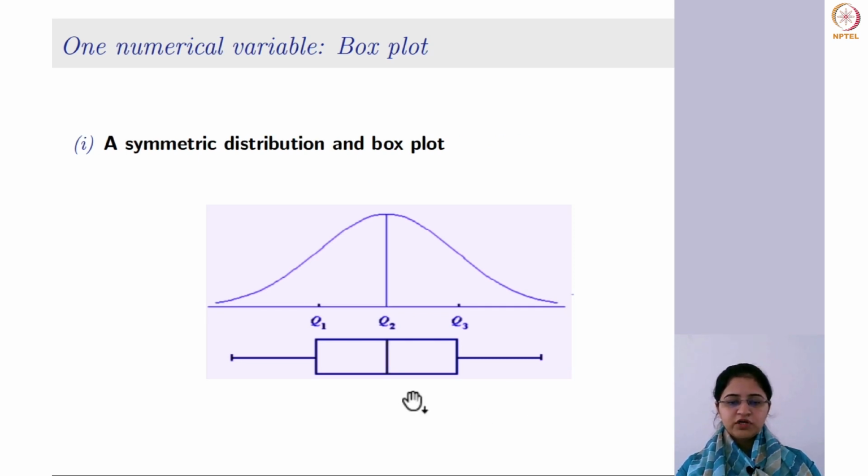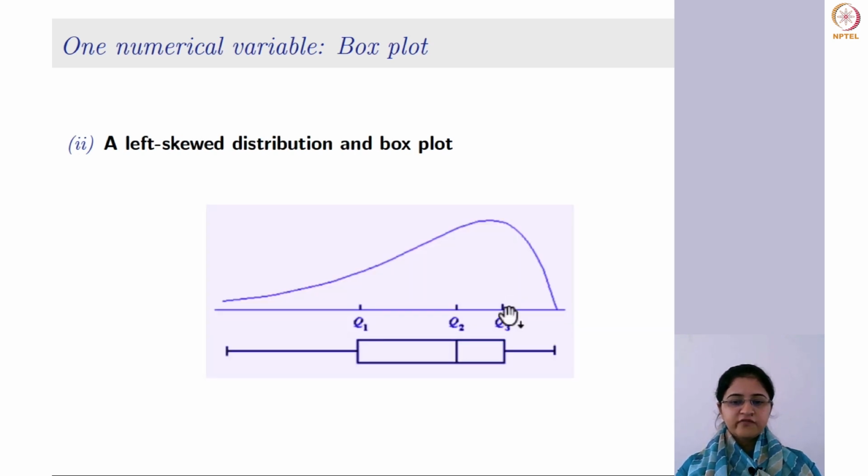If your box plot is such that this median is equally dividing the box over here, that is, it is equidistant from your Q1 and Q3, it means that you have a symmetric data set. Okay, it will look something like this.